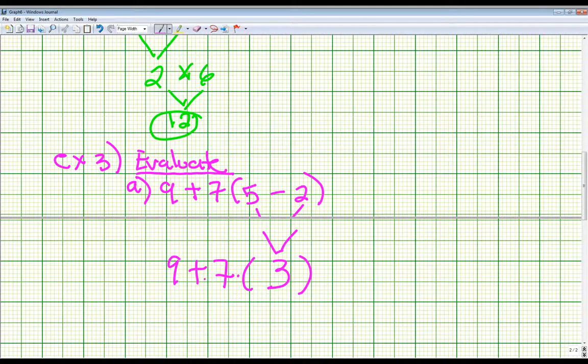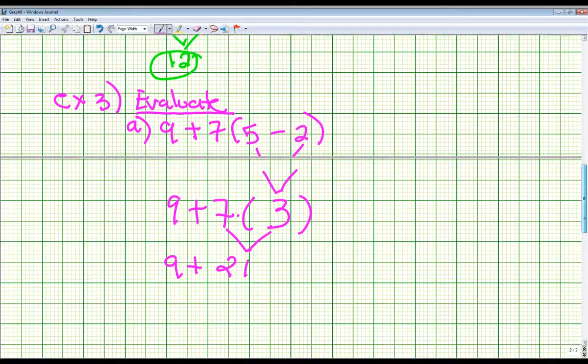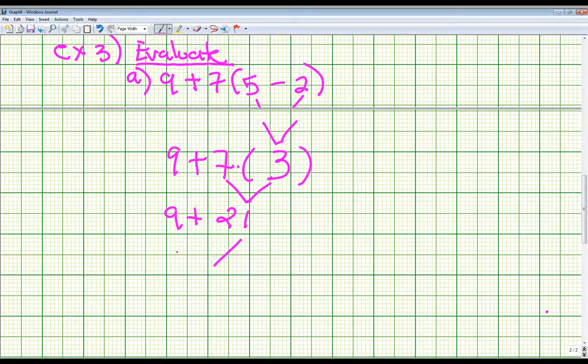So in PEMDAS, do we add or multiply first? We actually multiply first. So we're going to do 7 times 3, which gives me 21. So I have 9 plus 21 as my way to get my final answer, and that would give me a total of 30. So this one would give me 30.